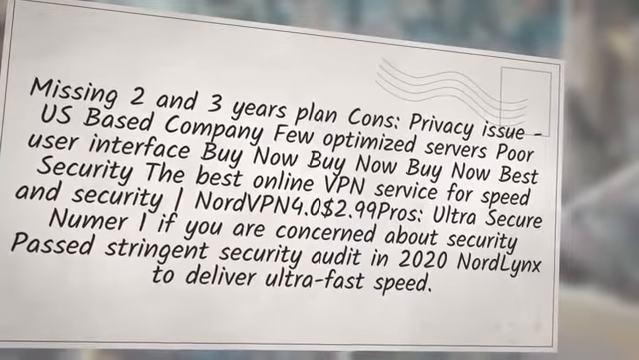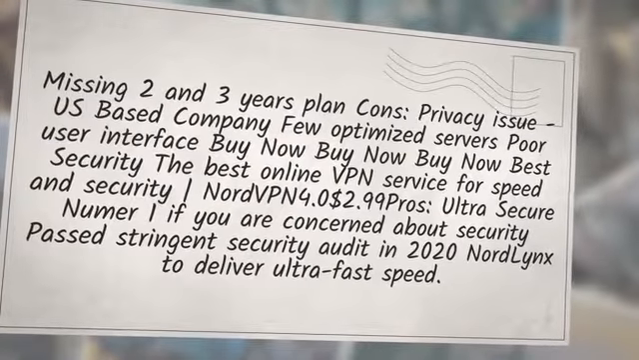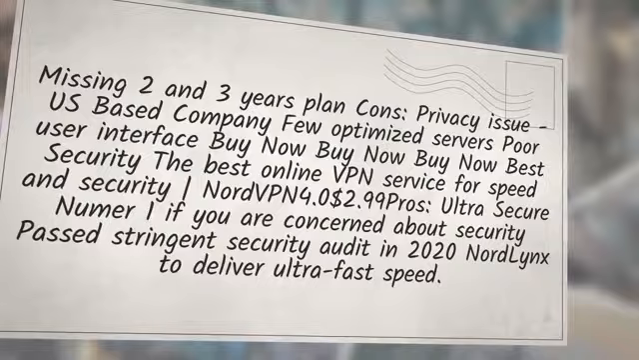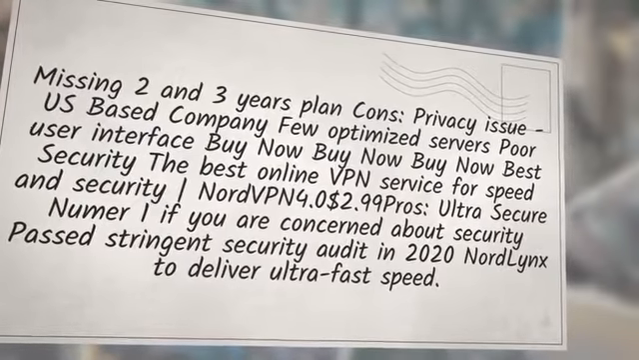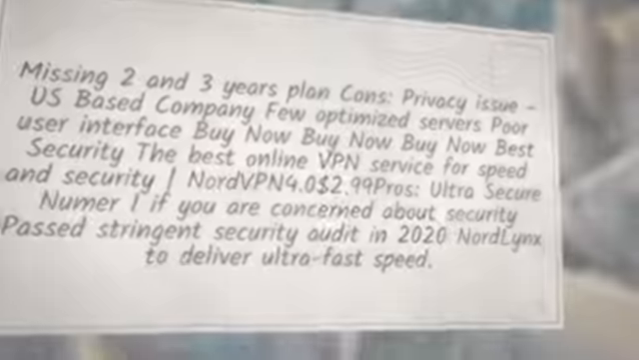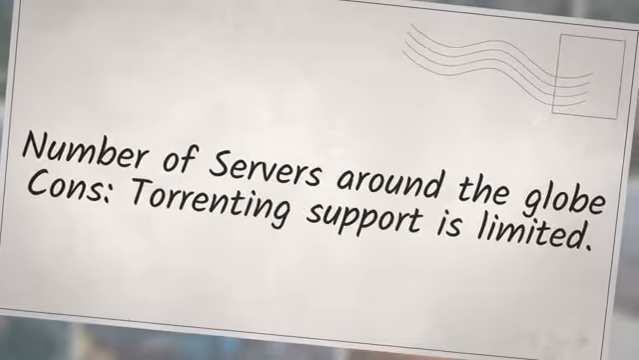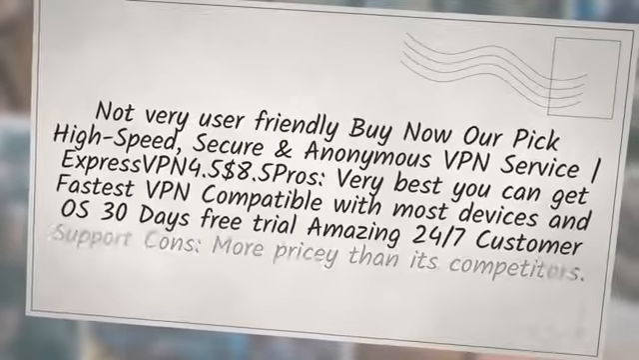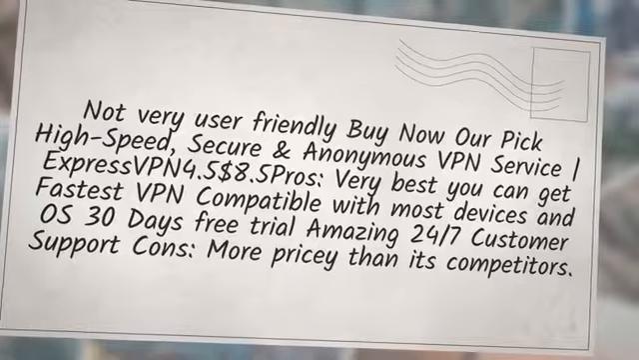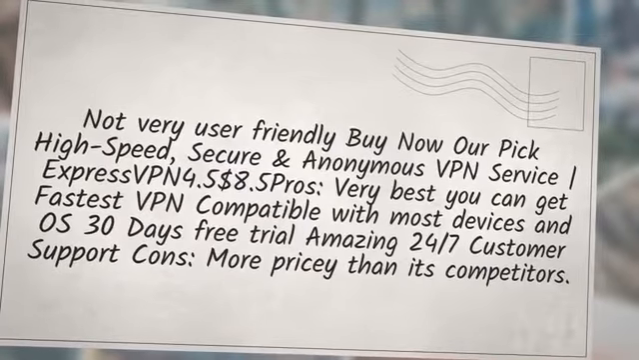The best online VPN service for speed and security: NordVPN, 4.0, $2.99. Pros: ultra secure, number 1 if you are concerned about security, passed a stringent security audit in 2020, NordLynx to deliver ultra fast speed, number of servers around the globe. Cons: torrenting support is limited. Not very user-friendly. Buy now.